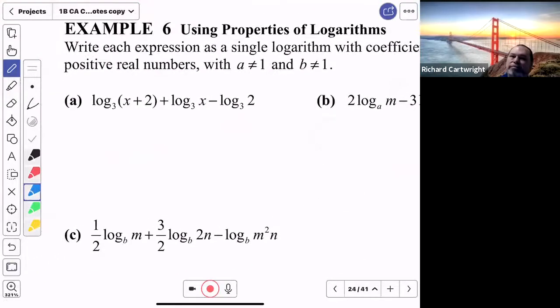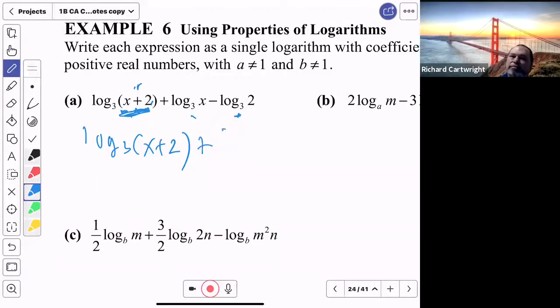Reverse. Let's see. Put them back together if you can. You cannot break apart a sum inside. If it was multiplied, you could. But this is stuck. You cannot simplify that. These two have the same bases, so I can make it a plus.